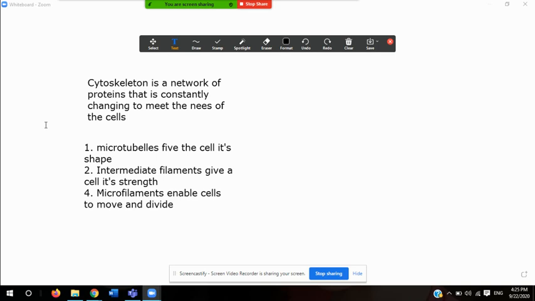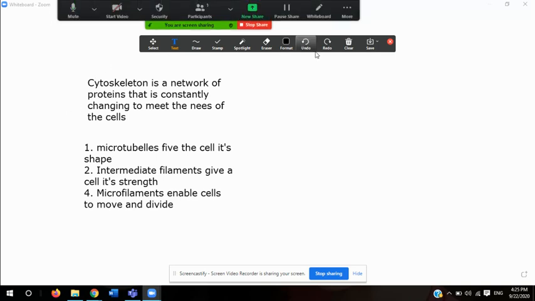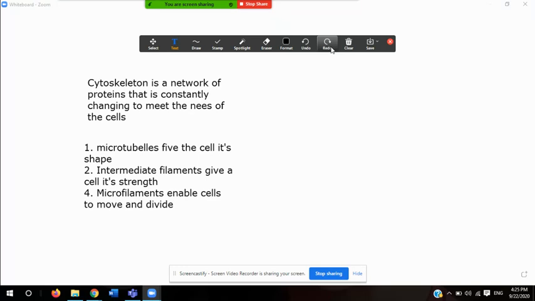Okay, so the next thing that we're going to talk about is the cytoplasm. We talked about the cytoskeleton, which is basically the outside of the cell, and we're looking at it from an outside to inside approach. We said that the cytoskeleton is formed of three things: the microtubules, which give the cell its shape; the intermediate filaments, which give the cell its strength; and the microfilaments, which allow the cell to move and to divide.